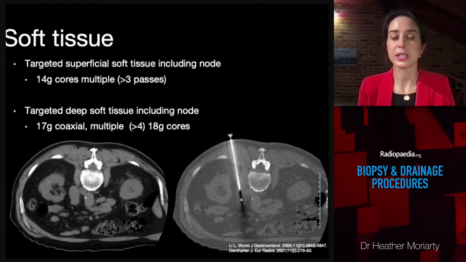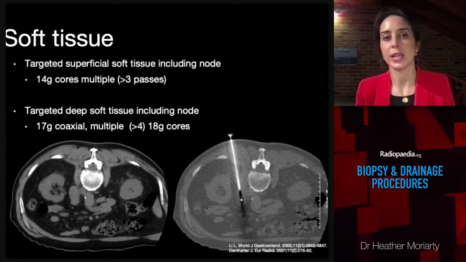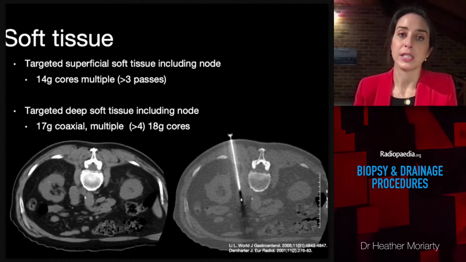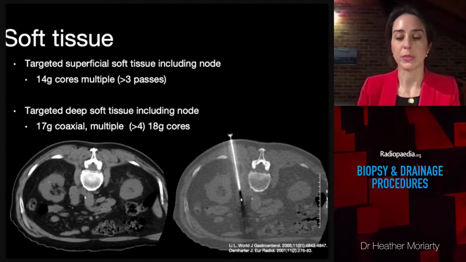For superficial lesions, bleeding can generally be controlled with manual pressure, so larger gauge can be used more comfortably. So for a superficial lesion, I'd use a 14-gauge biopsy and take 3 or more samples.